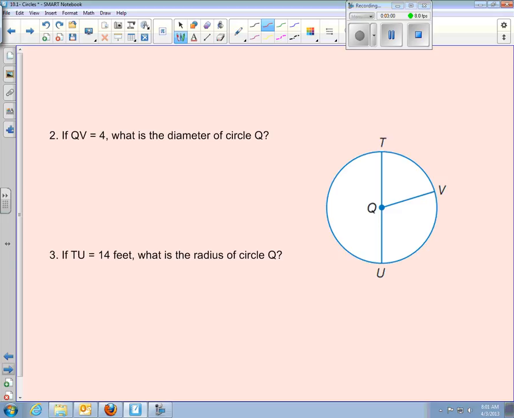If QV equals 4, what is the diameter of circle Q? Well, if we look at QV, it has endpoints on the center and on the circle, so that makes QV a radius. So if we times it by 2, we get our diameter. So we're going to take 4 times 2. And so we have a diameter of 8. There isn't a label given to us, so we don't have a label for our solution. All right, go ahead and try 3 on your own. It's kind of going the other way.